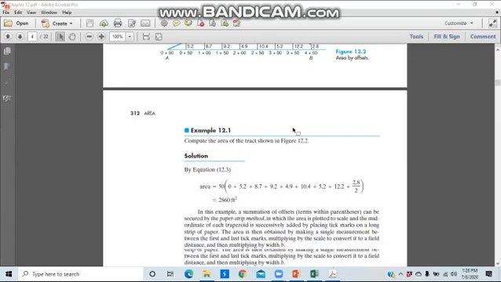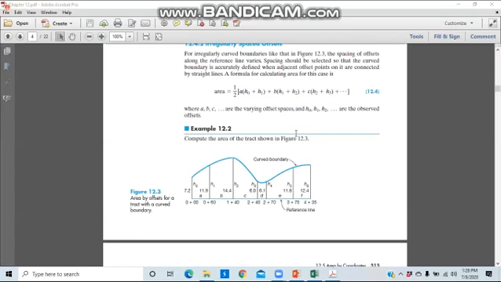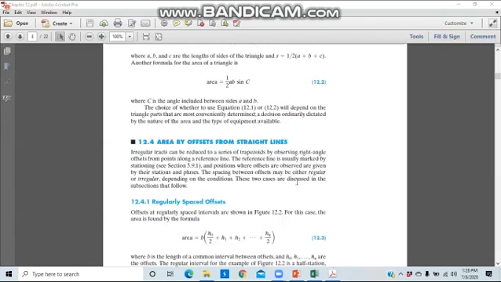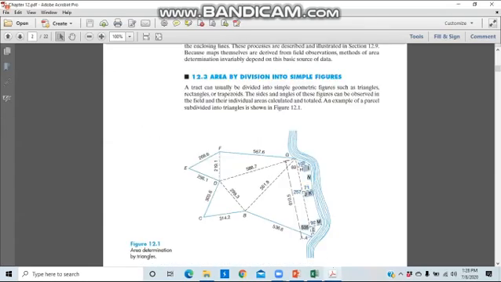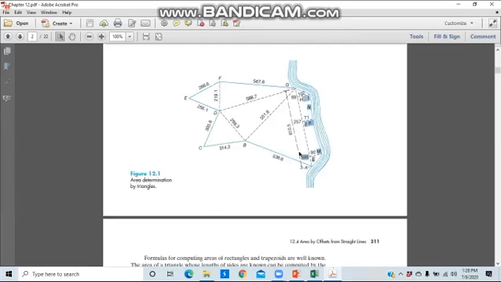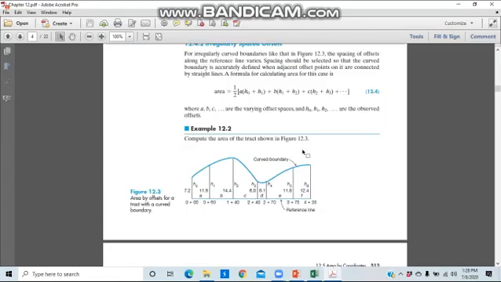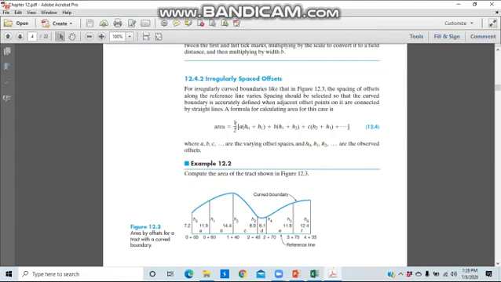Now, what if you can't do that, right? So irregularly spaced offsets. So you want to calculate the same area, but you cannot do equally spaced. Maybe you cannot measure, some area is underwater, bushes, not accessible, whatever. There can be any reason. So when that is the situation, we use this formula.